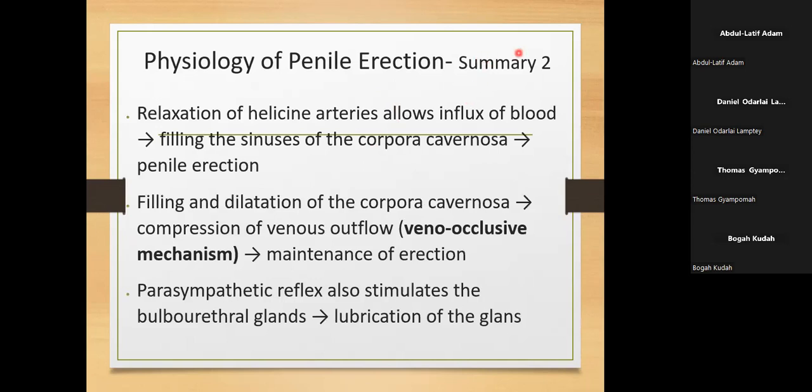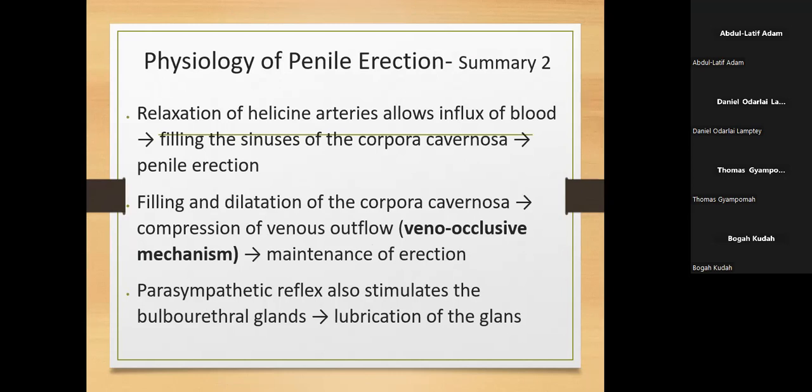Still in summary of all that we talked about. If there's relaxation of the recurrent arteries, it allows the influx of blood, filling the sinuses of the corpora cavernosa, and then erection will occur. So filling and dilatation of the corpora cavernosa causes a compression of the venous outflow. This too, like I've said over and over again, is a summary of all that you said.